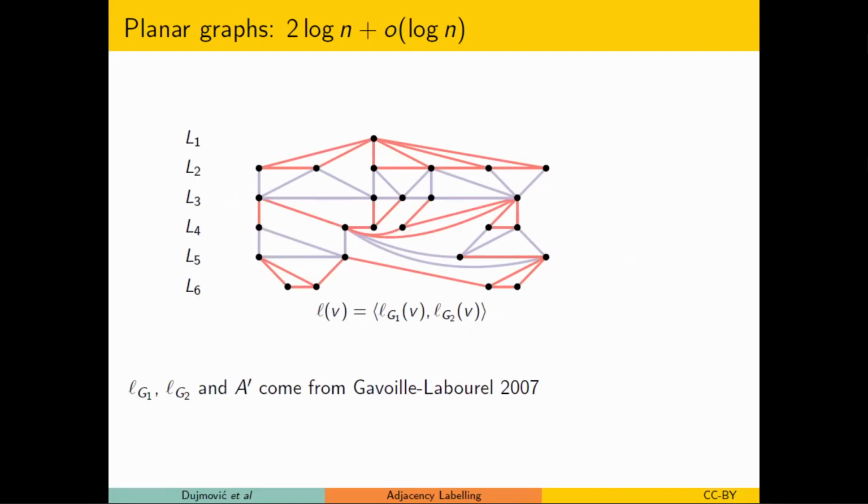So the way it works, what you do is you take a labeling in the first graph for your vertex, a label in the second graph for your vertex, and then the adjacency tester is just, well, check if they're adjacent in the first graph or if they're adjacent in the second graph. That's the whole thing. Okay.